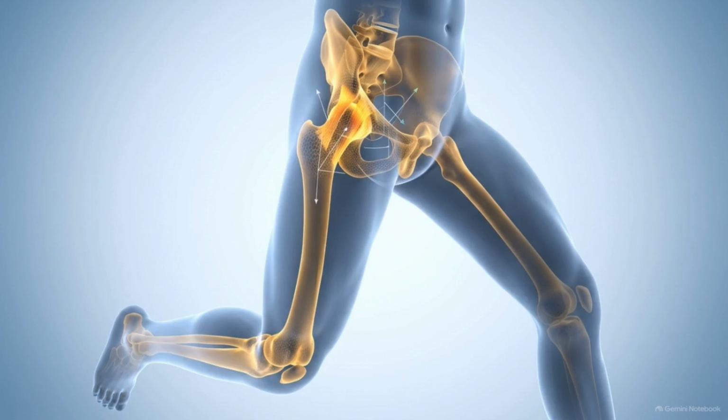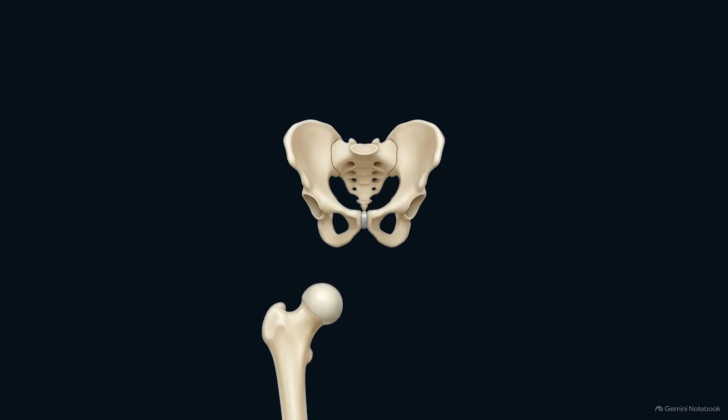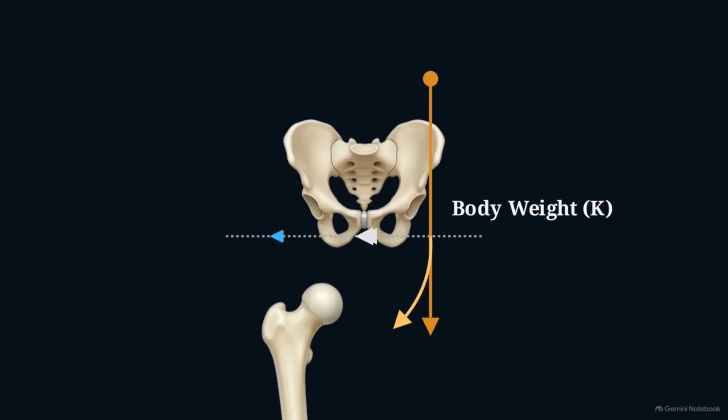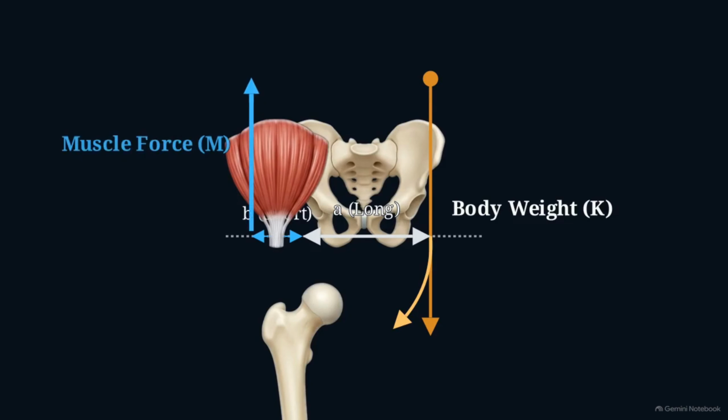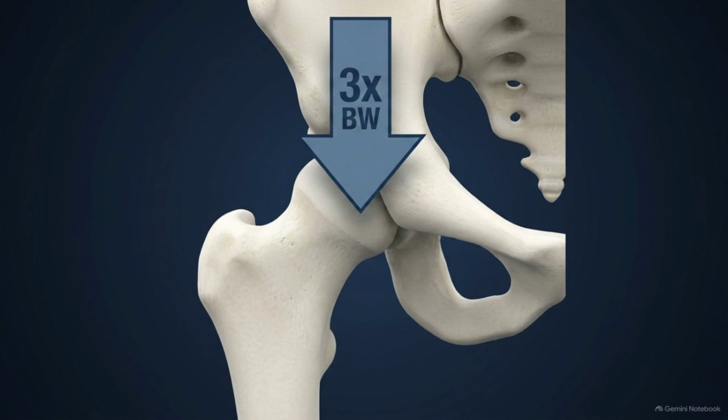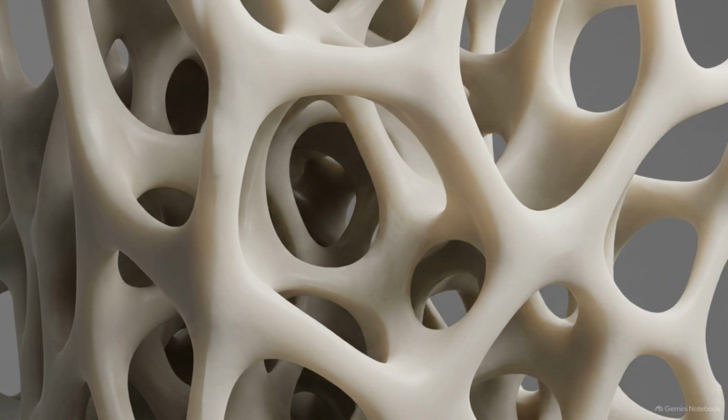The mechanical challenge of walking begins with the single-leg stance. When weight is borne on one leg, the center of gravity shifts away, creating a downward turning moment. To keep the pelvis level, the abductor muscles must generate a massive counterforce, dictated by the lever arm ratio. In a standard walking stance, these joint reaction forces routinely reach 3 times the total body weight.